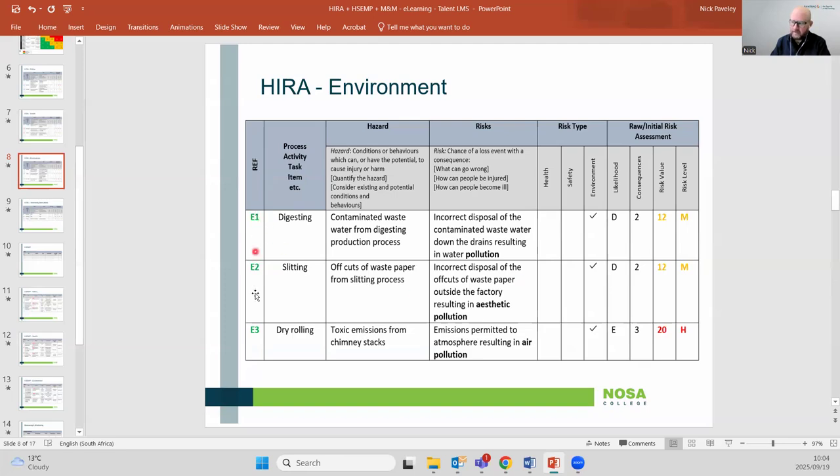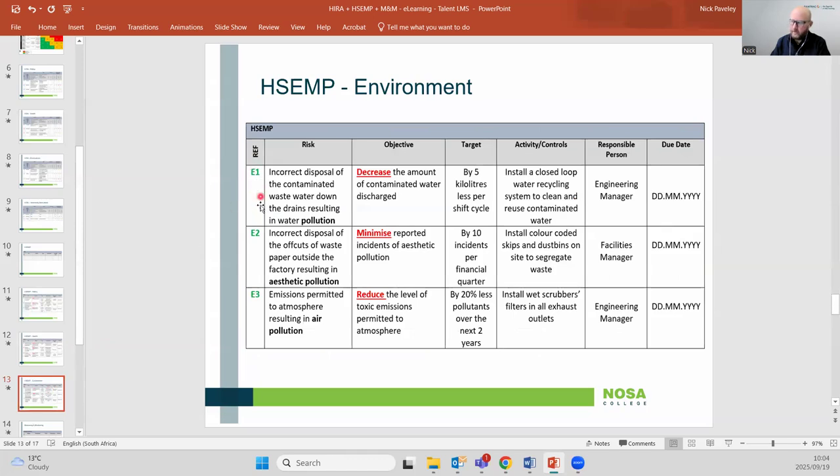So I'm just literally taking my same reference, same risks, and then popping them through onto my management plan, E1, E2, E3, and there are my 3 environmental risks. My objectives: I want to decrease the amount of contaminated water that is being discharged. Remember, you must start your objectives with the words minimize, decrease, mitigate, reduce. E2, I want to minimize reported incidents of aesthetic pollution. For E3, I want to reduce the levels of toxic emissions permitted to atmosphere.